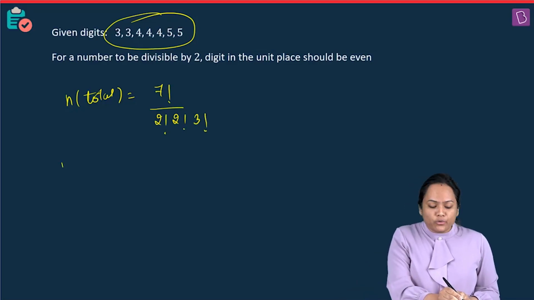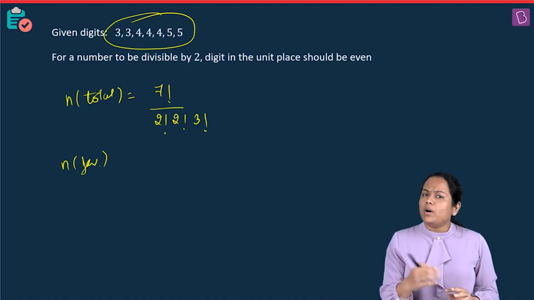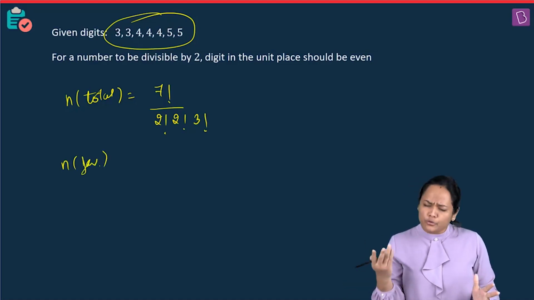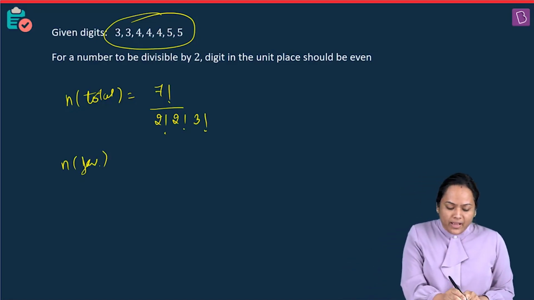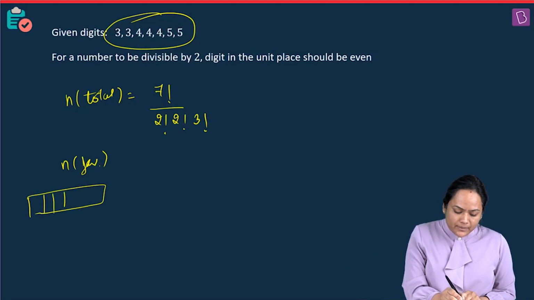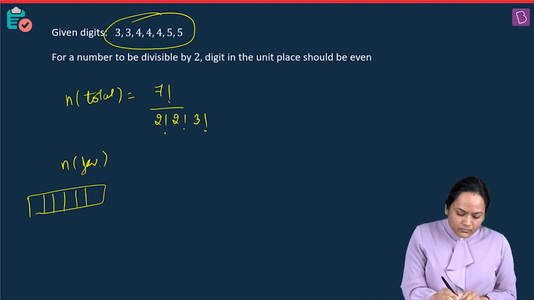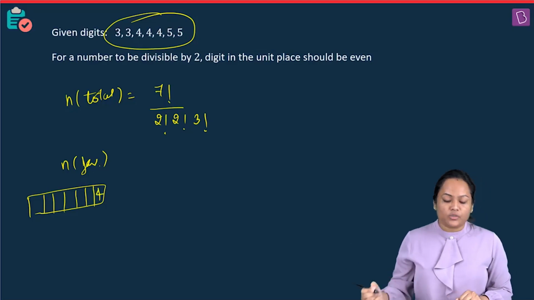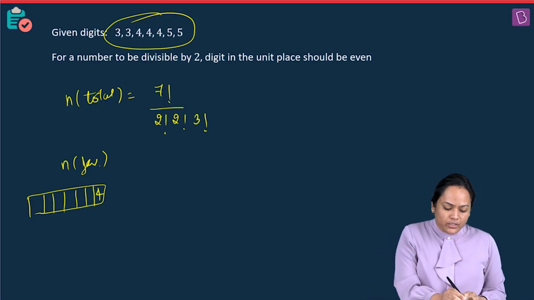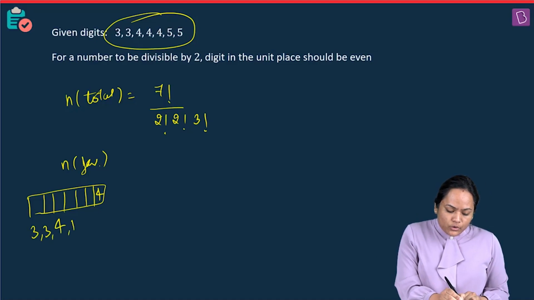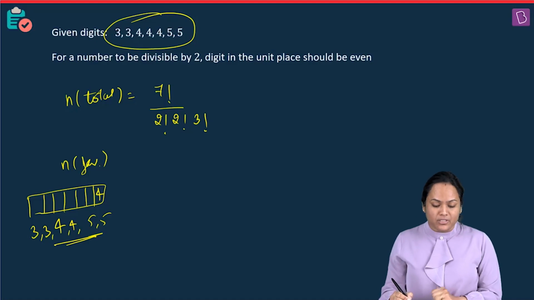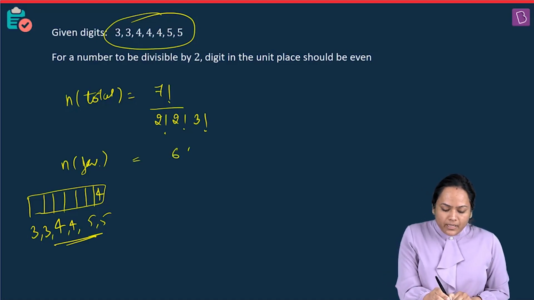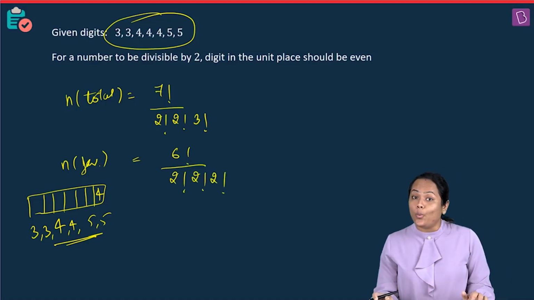Similarly, I have to find the favorable one. Why are we finding the favorable and total? To find probability, obviously. So now I have to find the favorable one, and we have just seen that the last place has to be occupied by an even number, which is 4. So that leaves me with 2 threes, 2 fours and 2 fives to be arranged in the 6 places left. That means it will be done in 6 factorial upon 2 factorial, 2 factorial, 2 factorial ways.